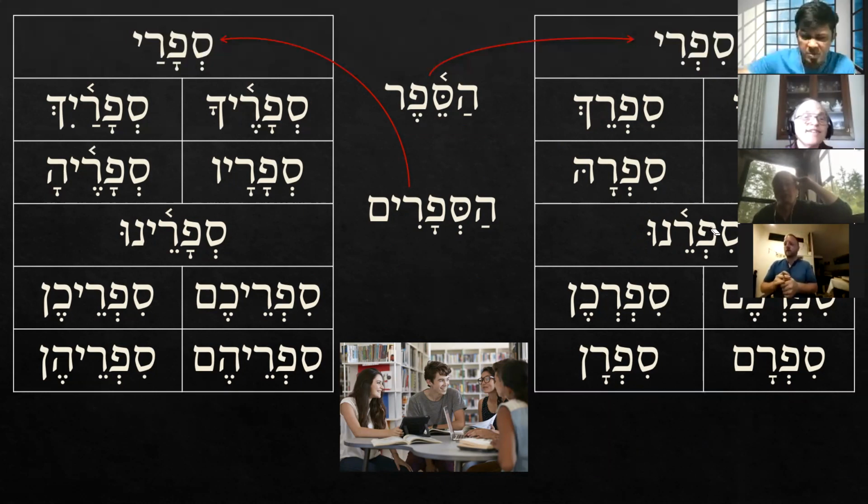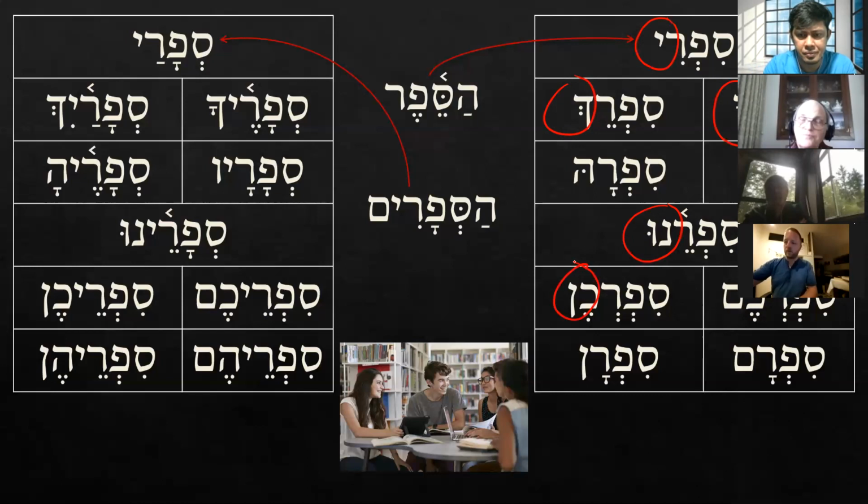Okay. So the I is a yod. And the us is nu, like anachnu. The you all has kaf. Okay. They all have kaf. The he has vav and she has hey, like hu and hi, if you think of it that way. And the hem and hen have the mem and the nun, like hem and hen.